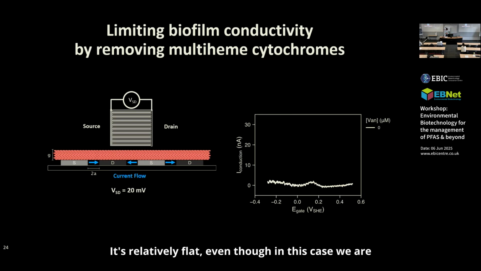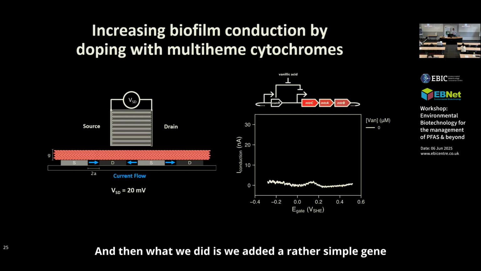It's relatively flat, even though in this case we are applying a source drain voltage of about 20 millivolts. This isn't in the absence of that voltage. And then what we did is we added a rather simple gene circuit here to control the concentration of these cytochromes that these cells are making. And so these cells, in the presence of vanillic acid, will begin to produce this MtrC, A and B proteins, and then they'll begin to make cytochromes.